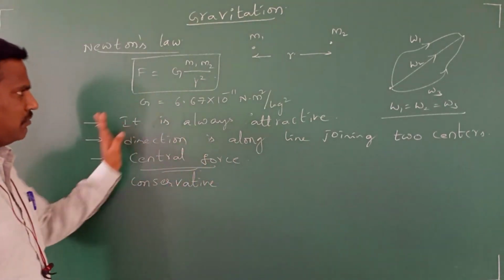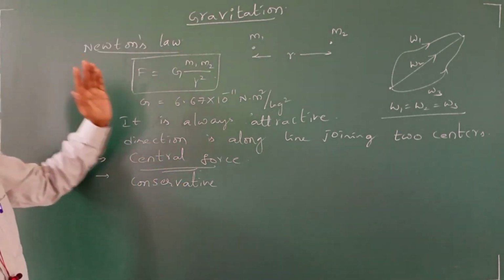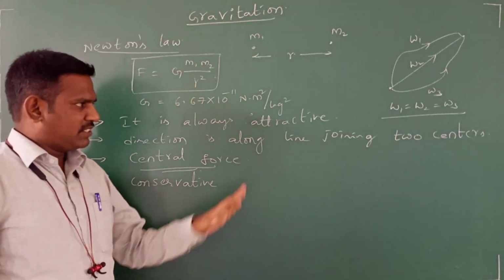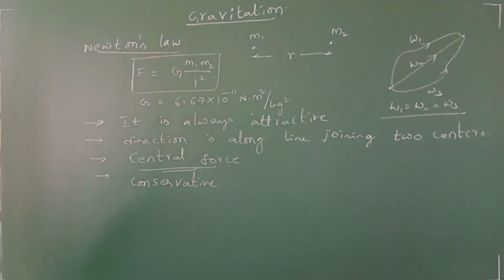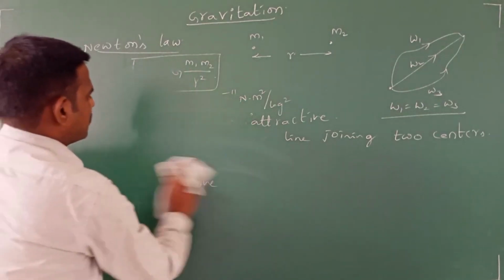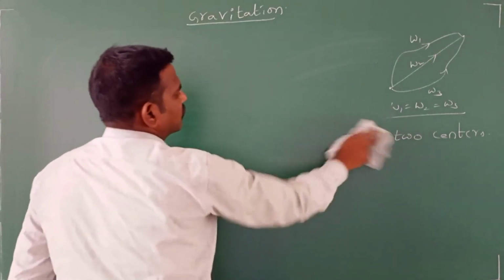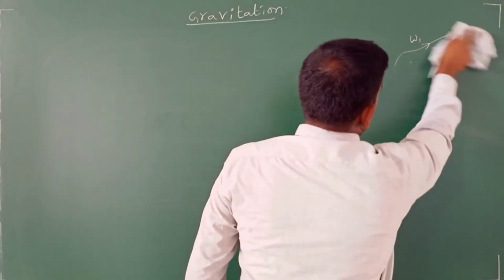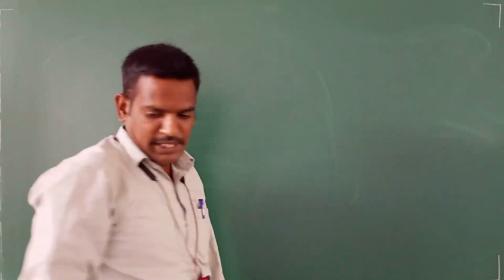This is how we can understand the basic properties of gravitational force and Newton's law of gravitation. Based on this, let us do two simple problems. I would like to begin with problem number 1, based on Newton's law of gravitation, the force of attraction between two masses.